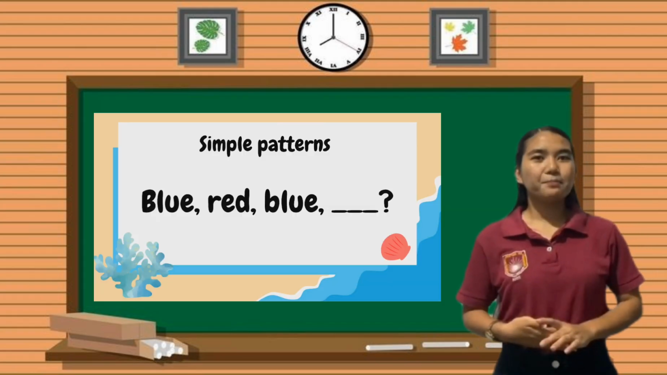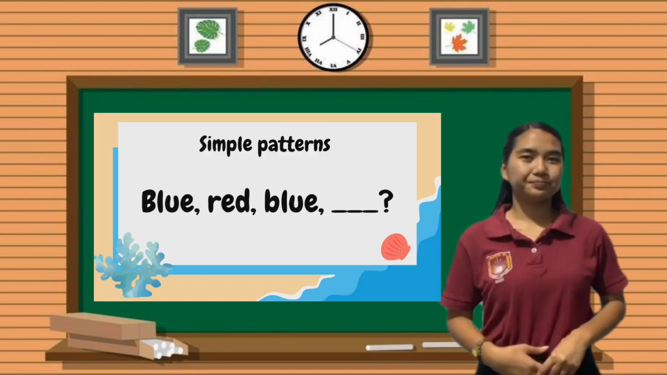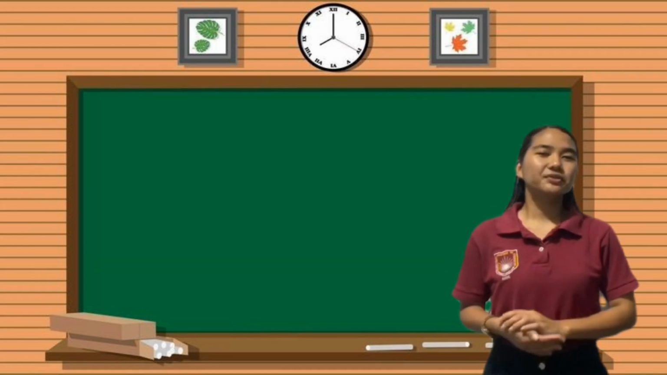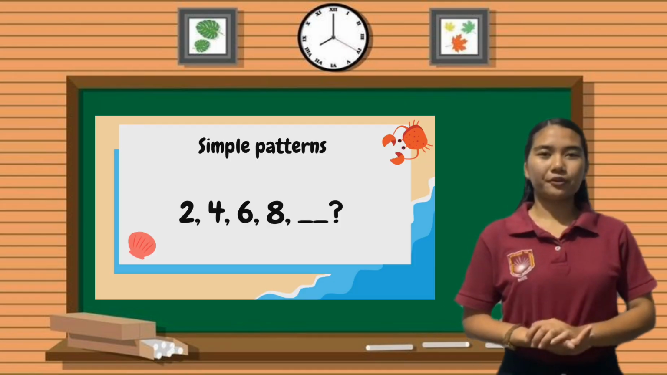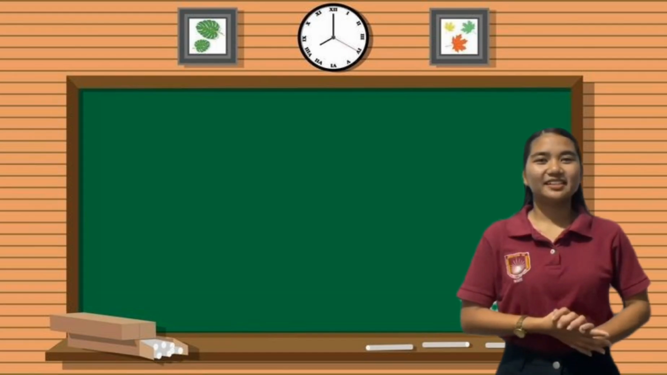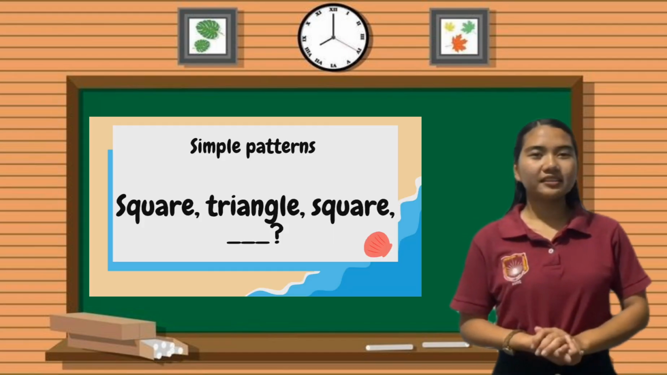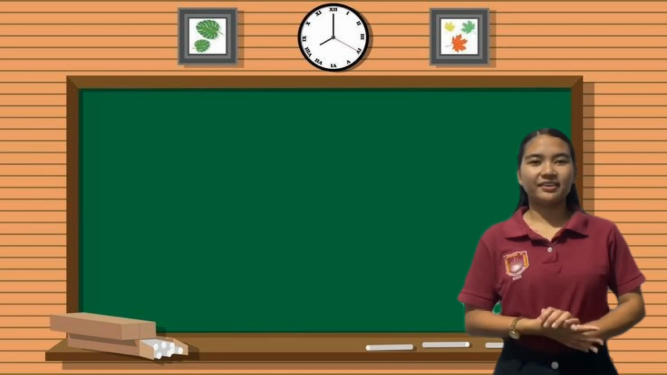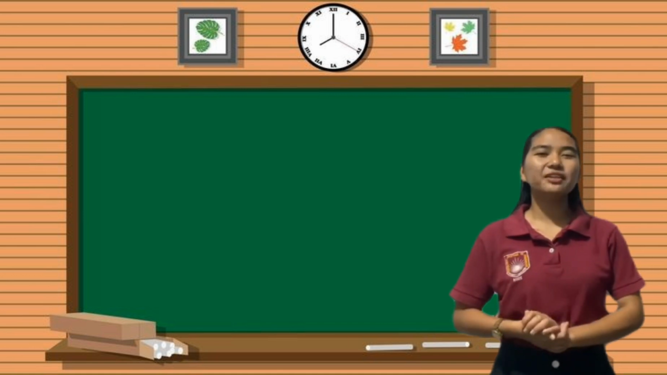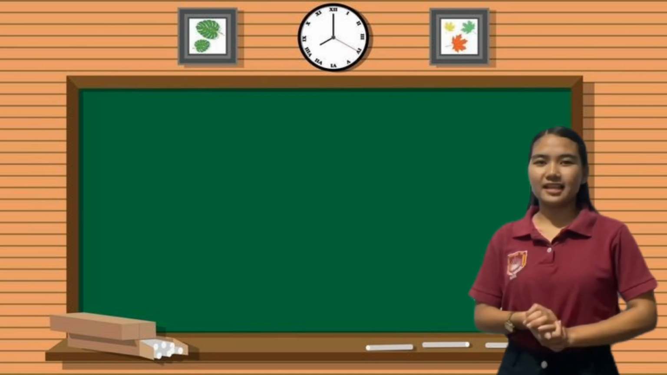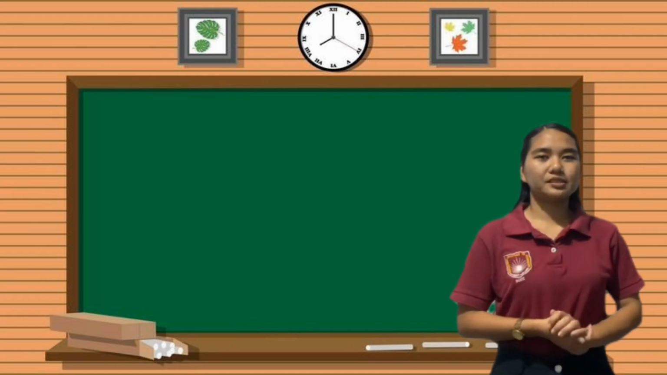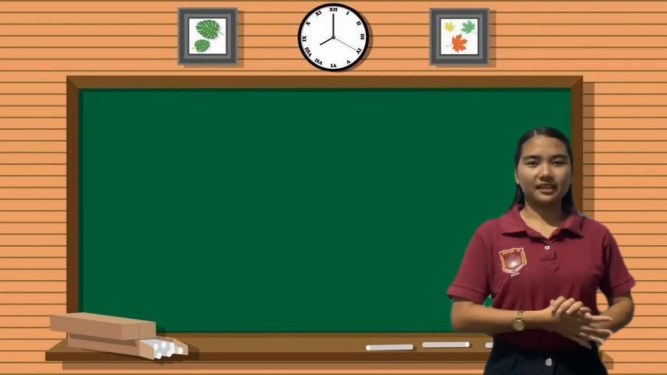Number 1: blue, red, blue. Very good. Number 2: 2, 4, 6, 8. Good job. And the last one: square, triangle, square. Amazing. Now that you can recall our previous lesson, we can proceed to our next topic.